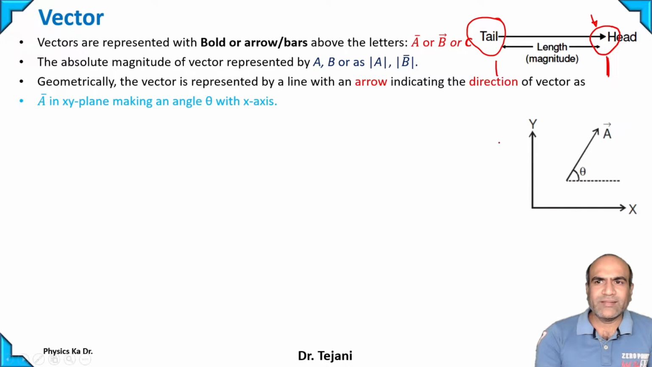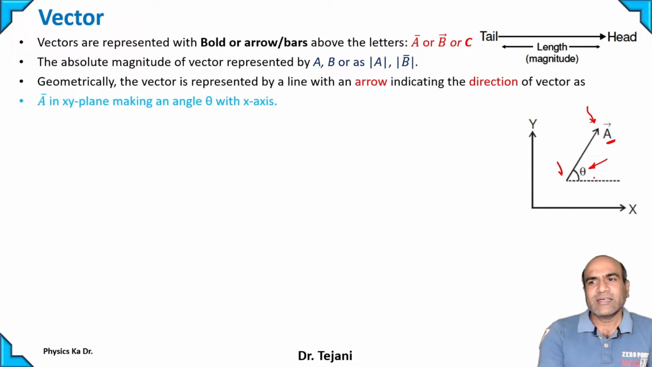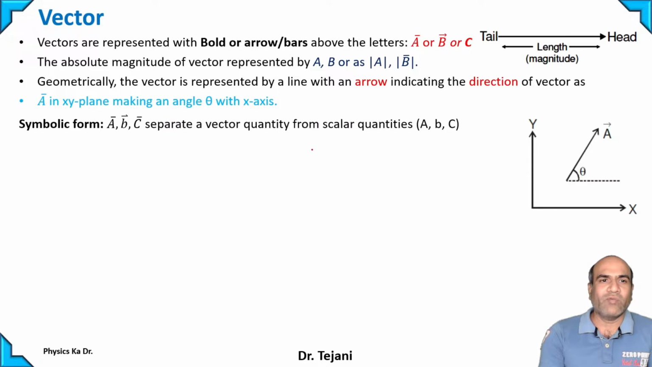If we show a vector in a plane, say the x, y plane, and it makes some angle with the x-axis, we assume this is vector A. It has a head and a tail, and it makes an angle theta with respect to x. So this is a simple representation of a vector.